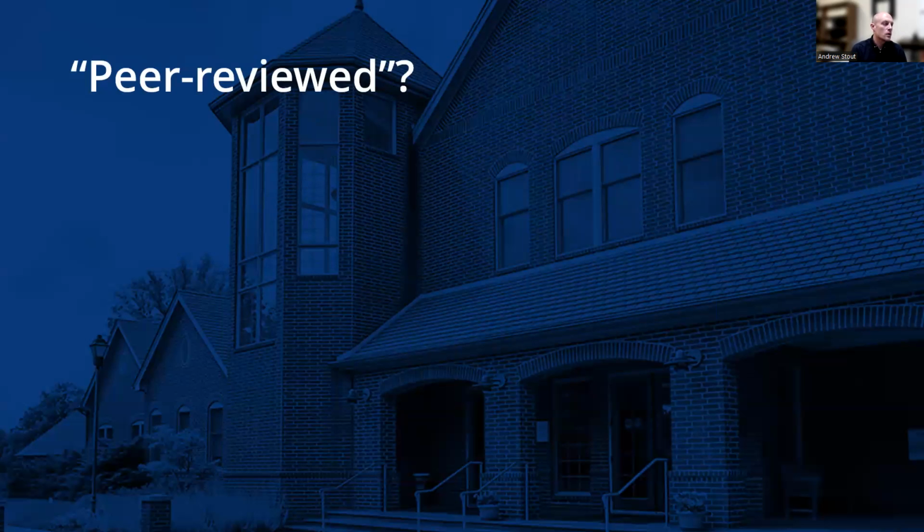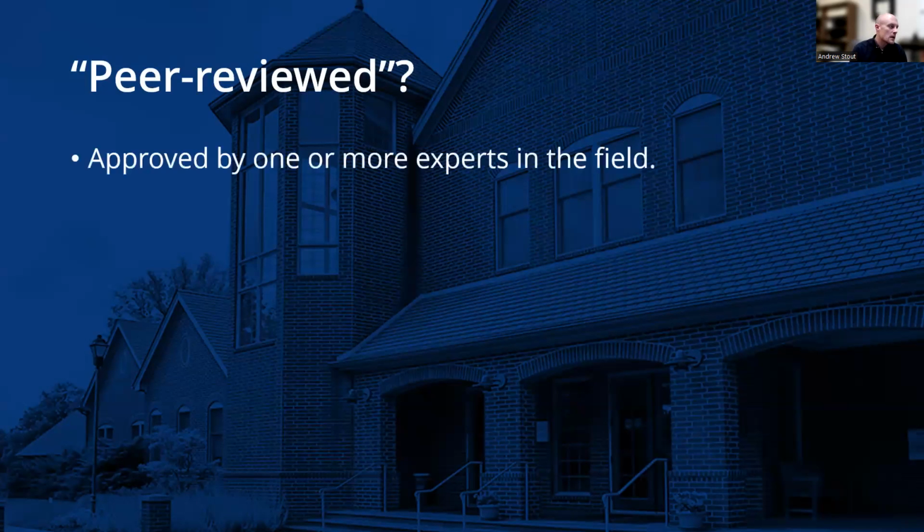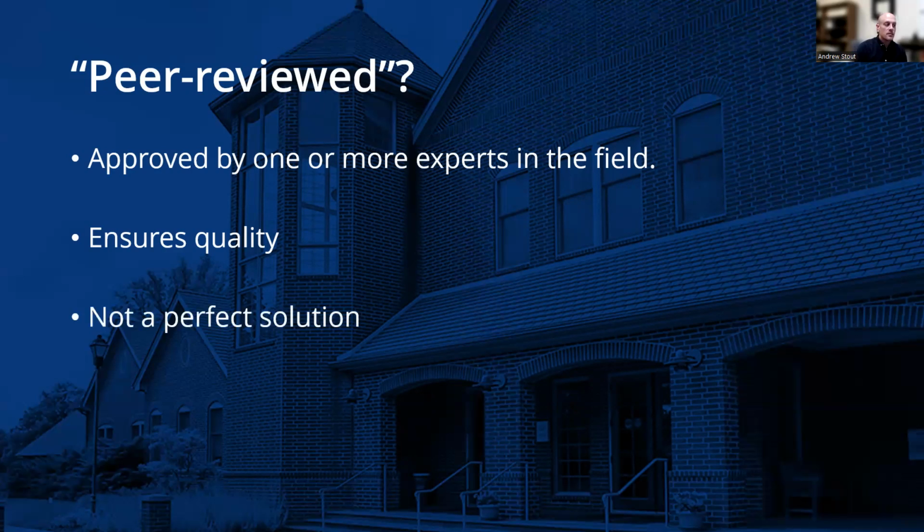So we talk a lot about peer review when it comes to academic literature, but it's not always obvious what that means. Peer review means that a resource has been approved by one or more experts in the field. It helps to ensure the quality of a resource. It is not a perfect solution.